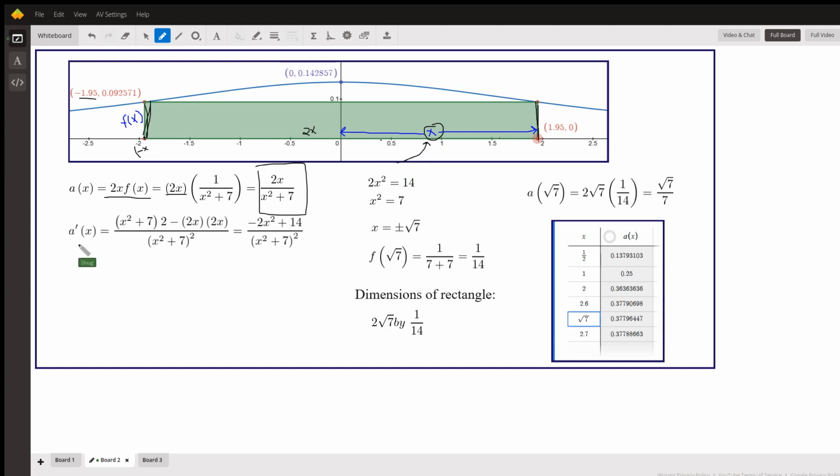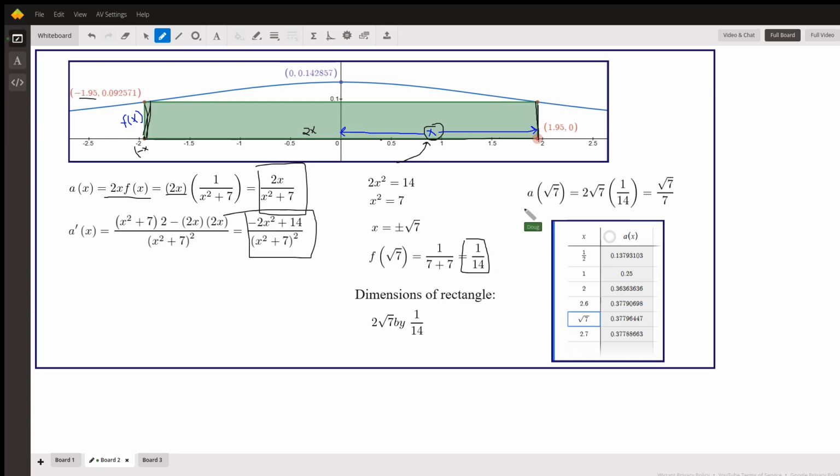If we take the derivative using the quotient rule, we end up with this. If we set that equal to 0 to get the critical numbers, 2x squared equals 14, x squared equals 7, x equals plus or minus the square root of 7, but we want the positive value. So f of radical 7 is 1 over the square root of 7 squared plus 7, which is 1/14. There's the height of the rectangle. Okay, so the dimensions to answer the question are 2 radical 7 by 1/14. That gives the maximum area.